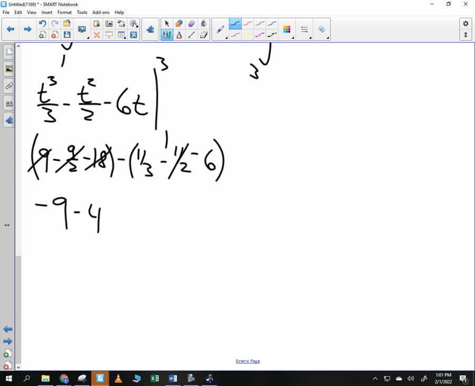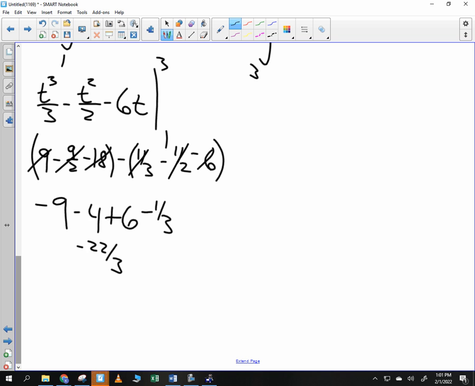Plus 6 or minus 6? Plus 6. Plus 1/3 or minus 1/3? Minus 1/3. Okay, so I took care of all my pieces. And I've got negative 9 minus 4 is negative 13. Negative 13 plus 6 is negative 7. And negative 7 minus 1/3 is negative 7 and 1/3, or negative 22/3, I'll write it as.